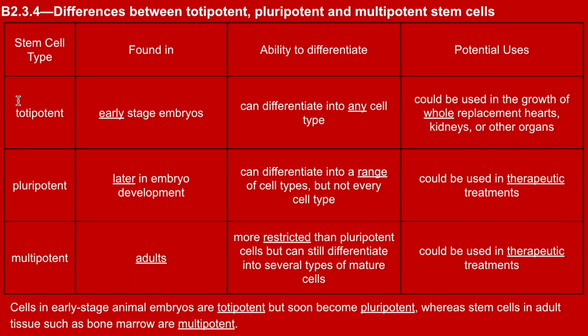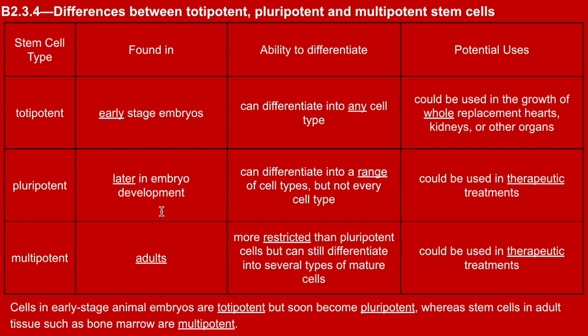First up, this word totus sounds like the word total. Totipotent stem cells are from those very early stage embryos, and just like the word total, they can differentiate into any cell type. Totipotent stem cells could be used in the growth of whole replacement hearts, kidneys, or other organs. Pluripotent sounds like the word plural.